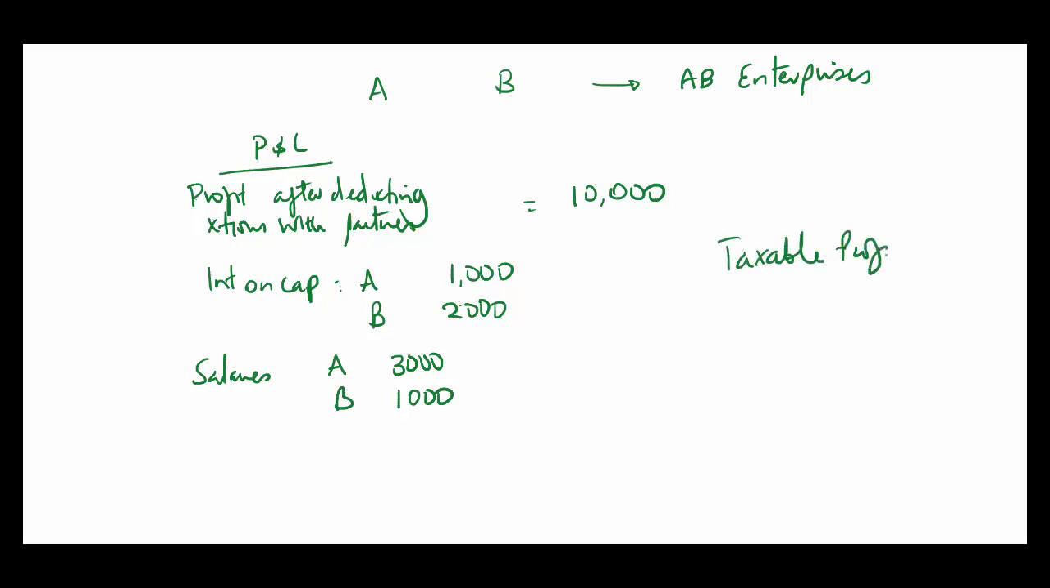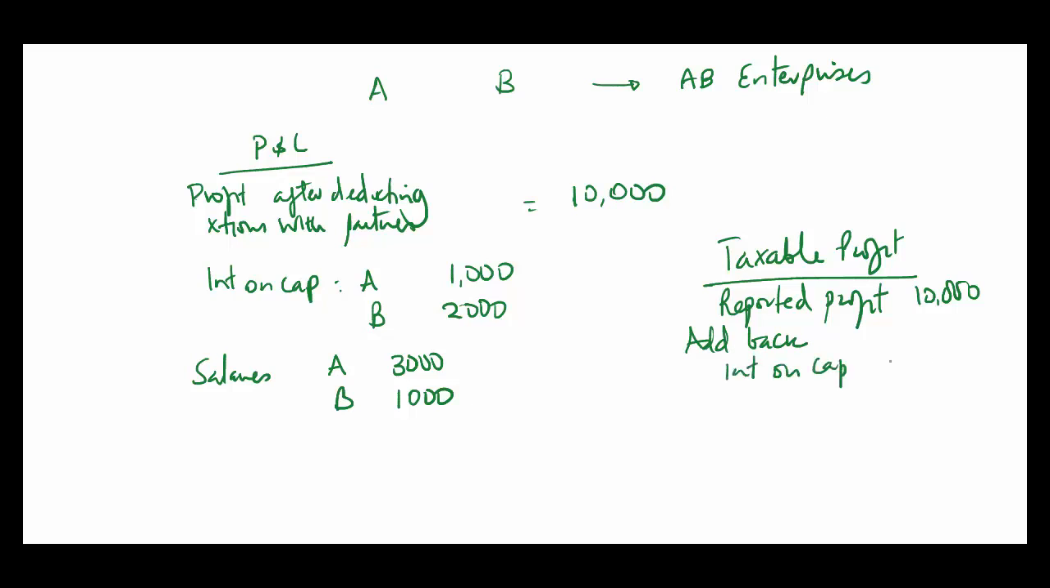So the first thing you'll do is you determine the taxable profit. So the taxable profit will be given by the reported profit, which is 10,000, and then you add back the disallowed expenses. So the interest on capital, which was a total of 3,000, and then salaries totaling 4,000. So this gives you how much? This gives you 17,000. Now assuming that A and B are sharing profits and losses in the ratio of, let's say for the sake of argument, 2:1.